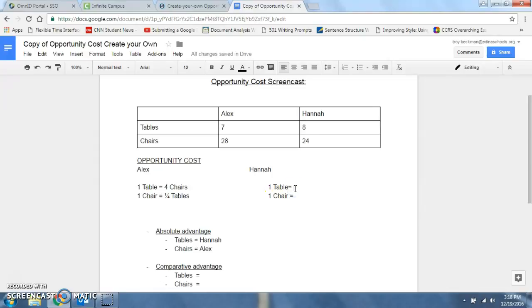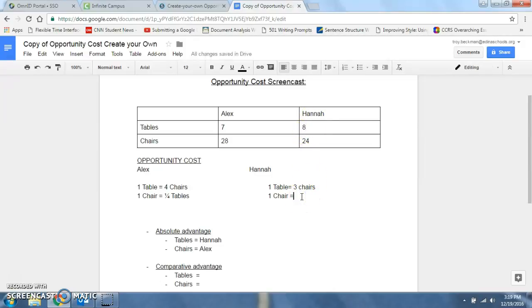So right here, what's 24 divided by 8? 3 chairs. She can make 3 chairs for every 1 table. Now, let's say Hannah only makes 7 tables. She originally had 8, but now she makes 7. How many more chairs could she make? You have to look at her opportunity cost and see that for every 1 table she drops, she could make 3 more chairs. So she could make 27. But that's for later. So she's back to 8 and 24.